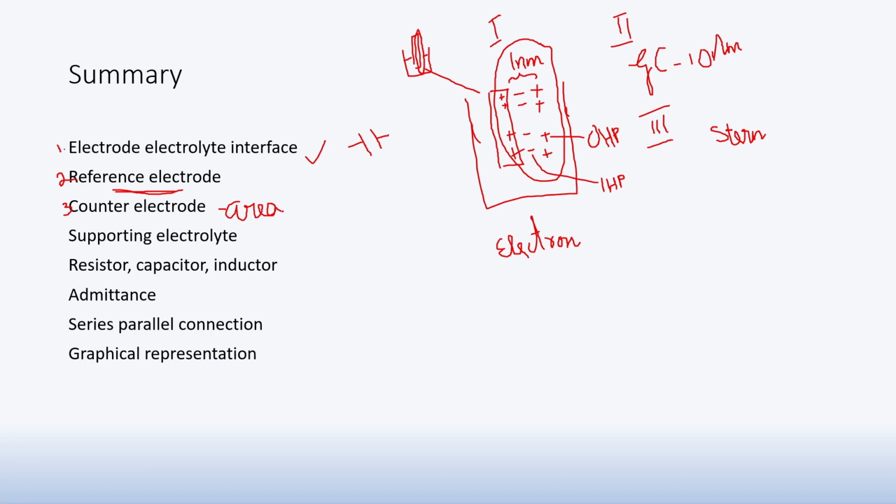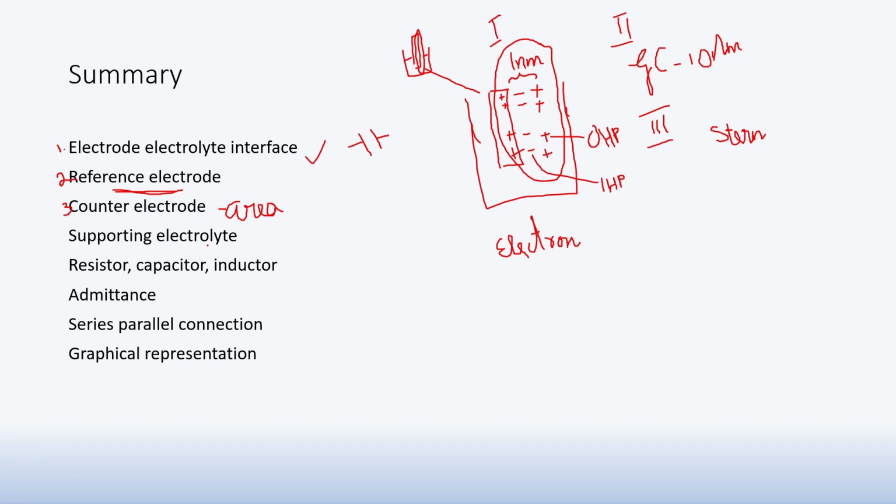So that is not good. So basically what you can do is, we can give a large area so that the current per unit area of the counter electrode will reduce. Okay, so that is needed for the better performance of the potentiostat or the tester.